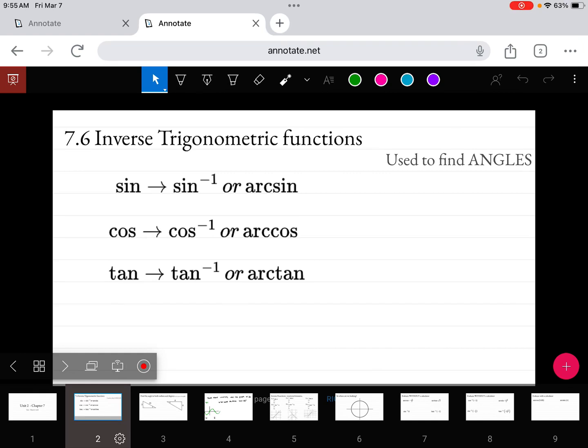And what this is going to be is all about inverses. We have worked with inverses a little bit. We did that last chapter when we were doing our story problems.